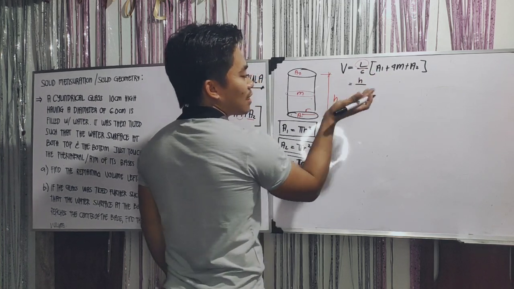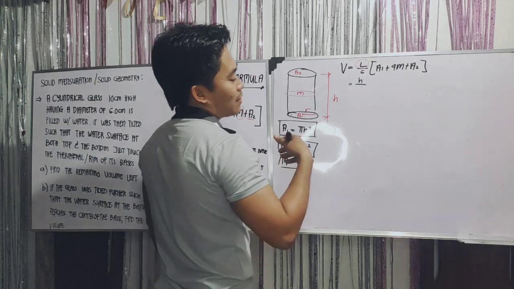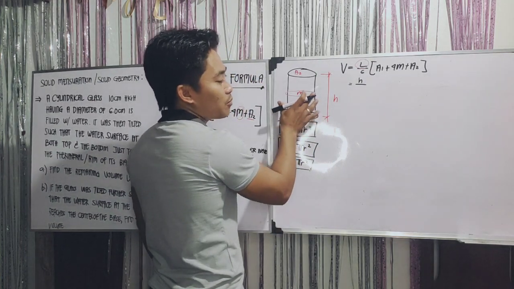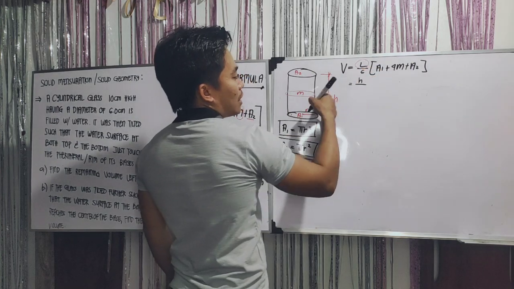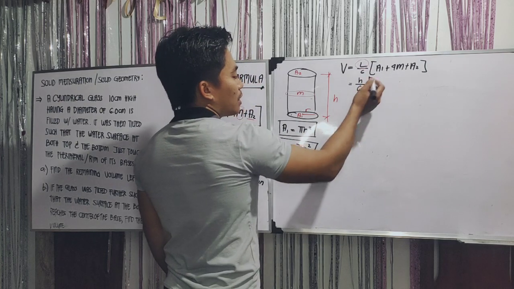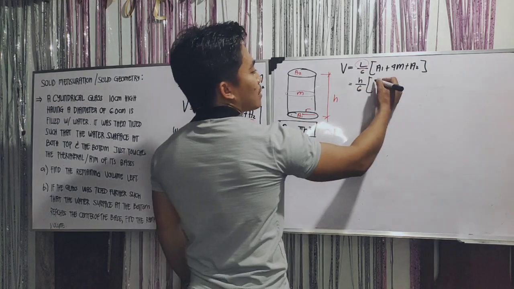Of course, we know it is a cylinder, but we are just assuming that we do not know the formula or volume of the cylinder. Now, h over 6 equals what? A1 is just pi r squared.